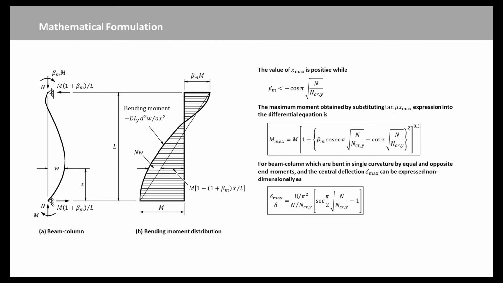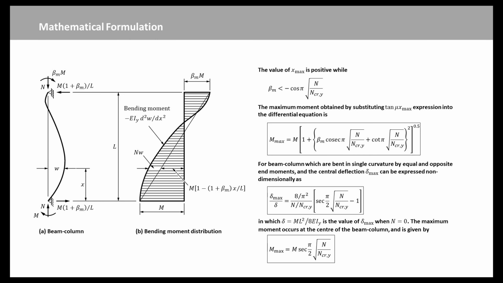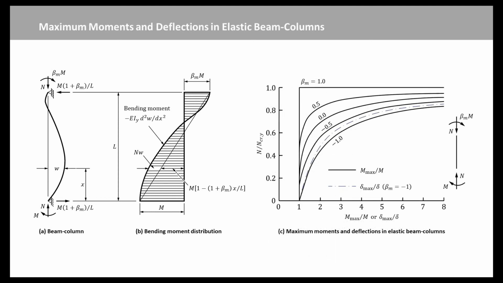For beam columns which are bent in single curvature by equal and opposite end moments, beta M equal to -1, the equation for the deflected shape simplifies, and the central deflection delta max can be expressed non-dimensionally as this expression, in which delta equal to M times L squared over 8 times EIY is the value of delta max when N equal to 0. The maximum moment occurs at the center of the beam column and is given by this equation. These equations are shown non-dimensionally in this figure.